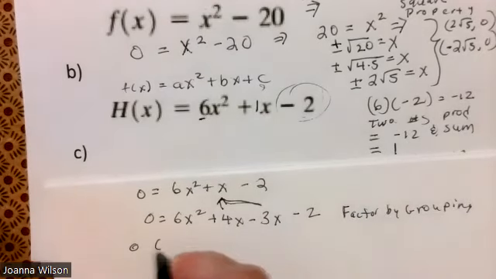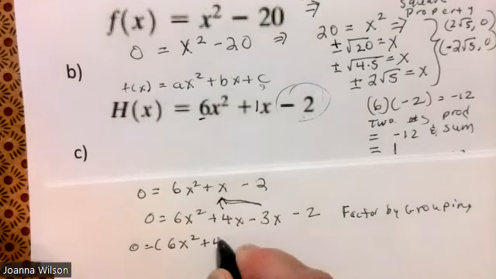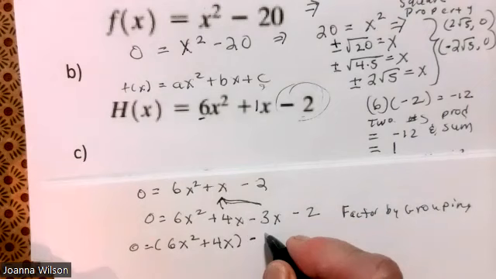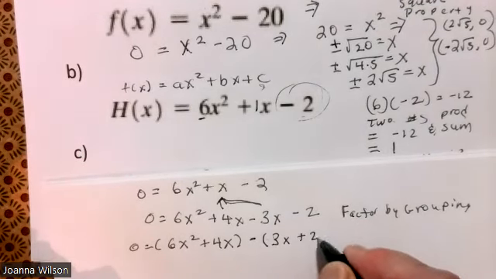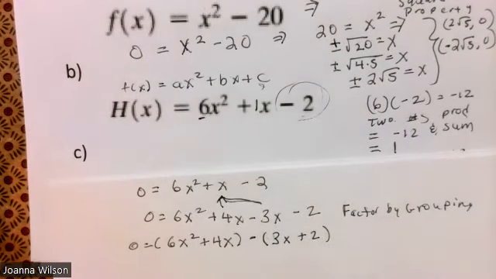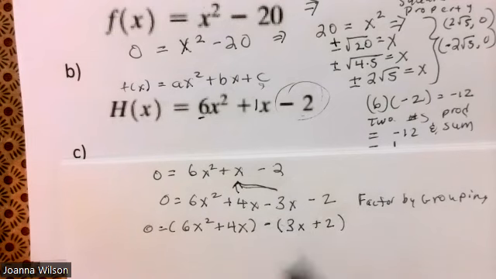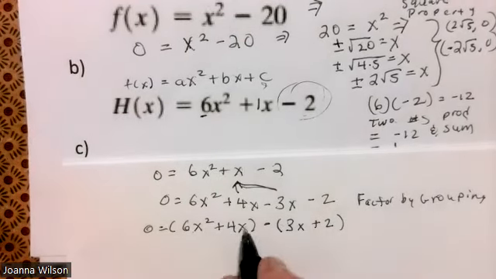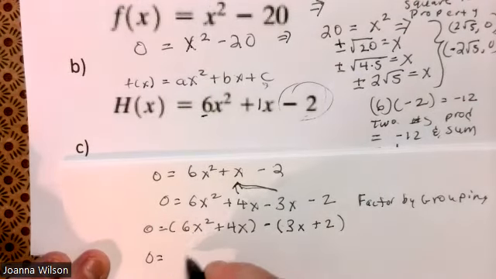So I'm going to group the first 2 terms together. Now you have to be careful here because I've got a minus sign that's going to go in front of these parentheses. So I'm going to have to change this number in the parentheses so that if I were to distribute, it would come out to be what I started with. Then I'm going to factor the greatest common factor out of these two terms. And the greatest common factor is a 2x.